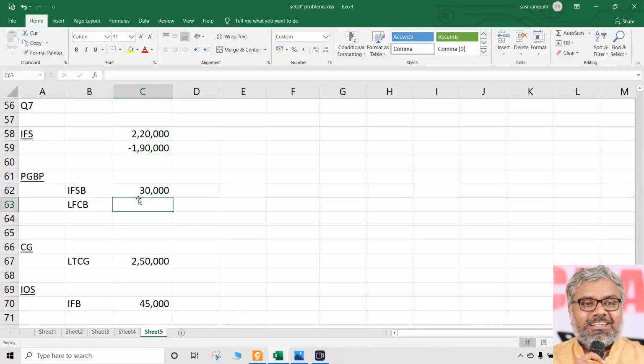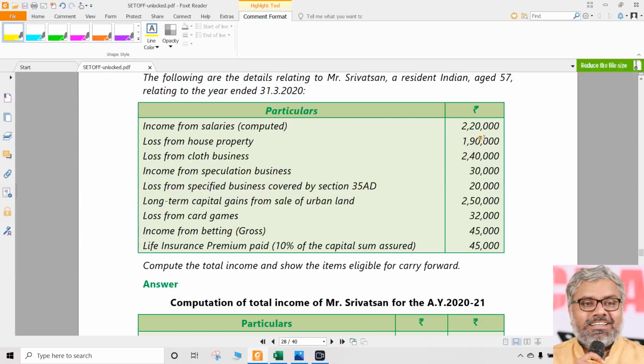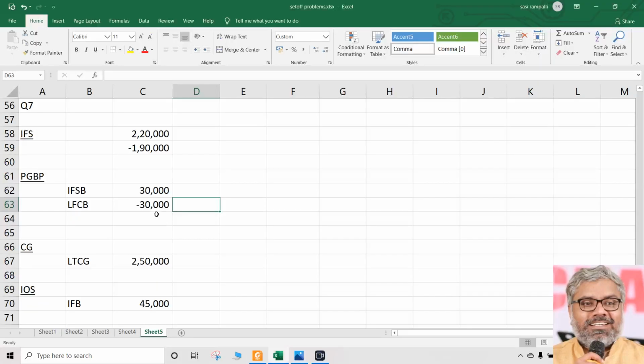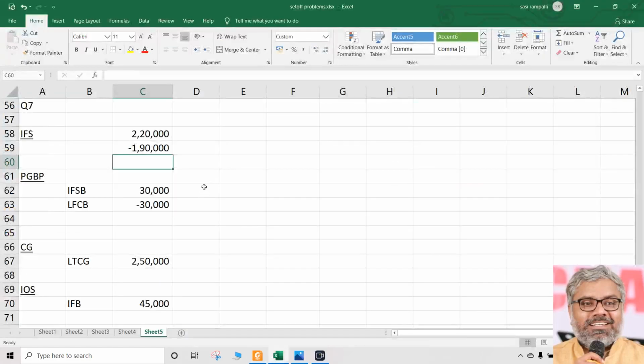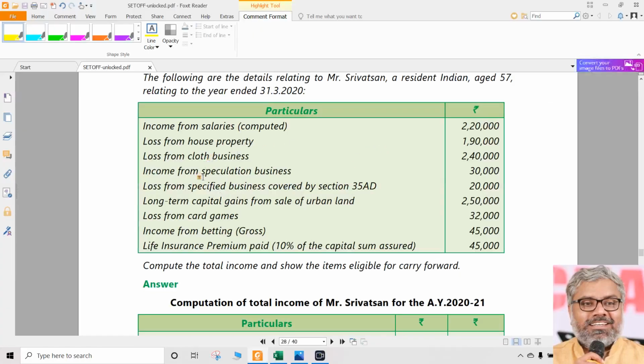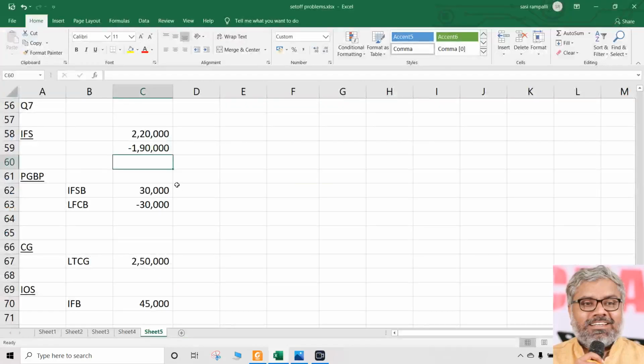Can it be set off against PGBP profits? Yes, there is no problem. But unfortunately, amount available under PGBP is only 30,000. So we can do that much only. We cannot set off more than that. So out of 2,40,000, we could set off only 30,000 here. Can we set off the remaining with the salaries? No, sir, not possible. That is the only restriction. Loss from PGBP cannot be set off against head of salaries. It can be set off against any other head other than salaries. Any other head means any other head.